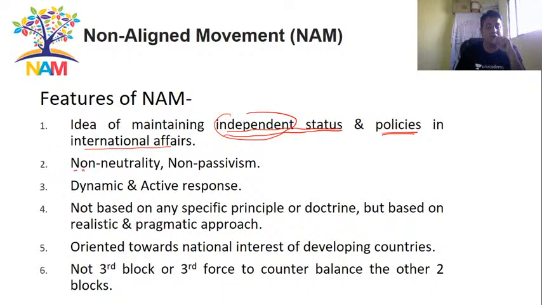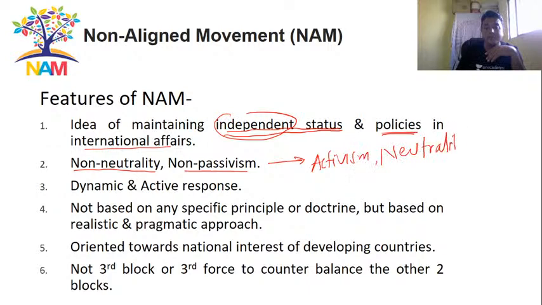Second feature, non-neutrality, non-passivism. Got it? Non-neutrality, non-passivism means they followed activism, they do not follow neutrality. That is the important feature.